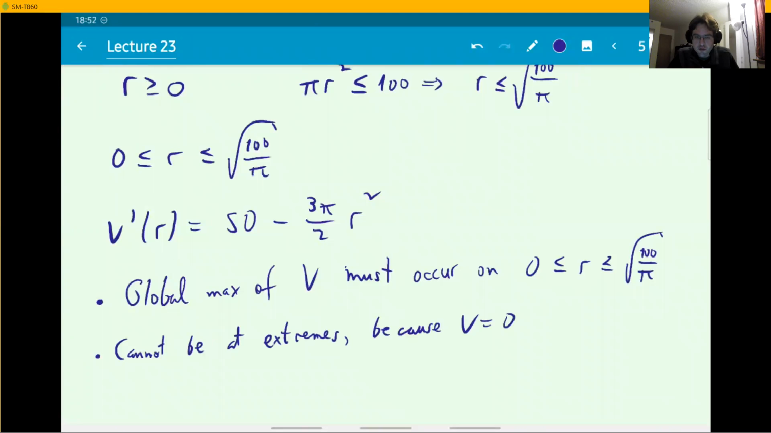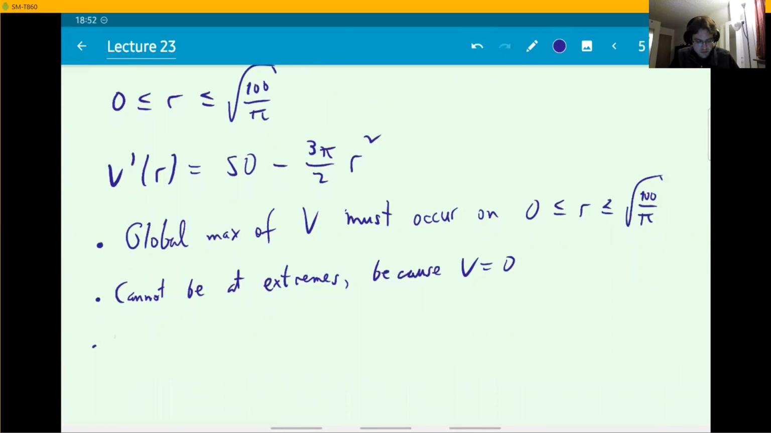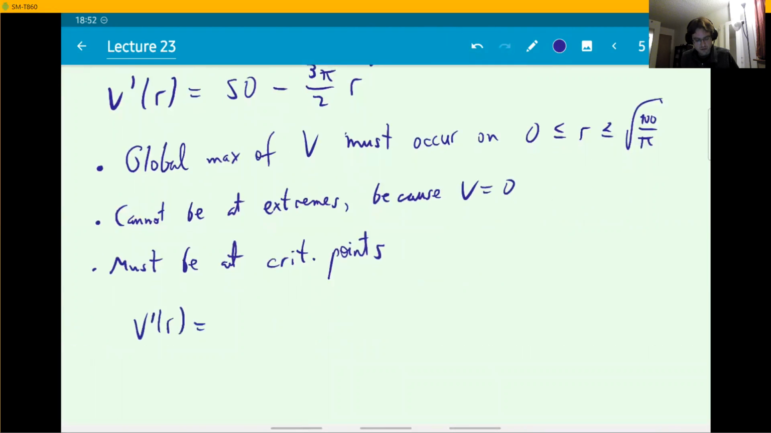This is where you would probably want to say if r is 0, there is no radius, so the volume is 0. And if r is the maximum possible, there is no height. Once again, the volume is 0. So the max must occur, but it cannot be at the extreme, so it must be at a critical point. Well, points, we don't know exactly how many there will be yet. We'll find the critical points from V prime. So let's find them. V prime equals 0 is the equation 50 equals 3 pi over 2 r squared. So r is square root of 100 over 3 pi.